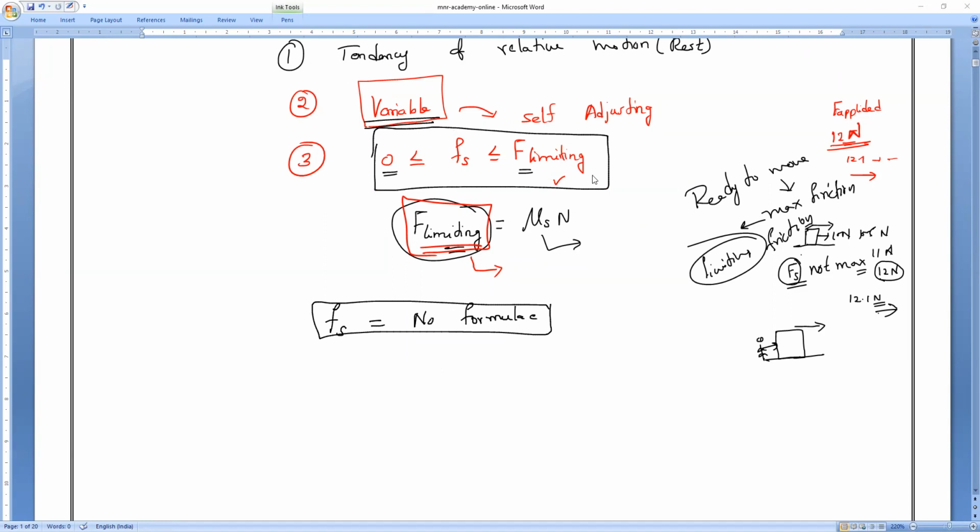Clear? I'll explain while solving the examples. You all will experience it, many things. Clear, guys? Please respond.